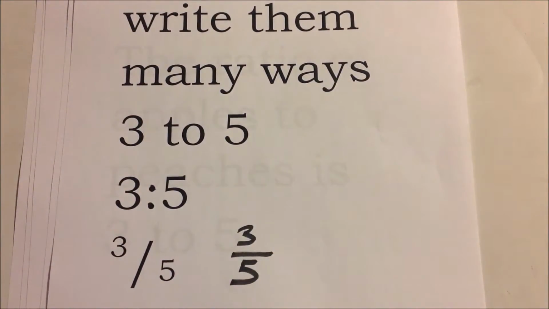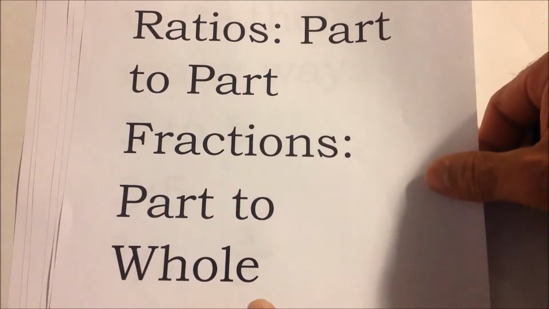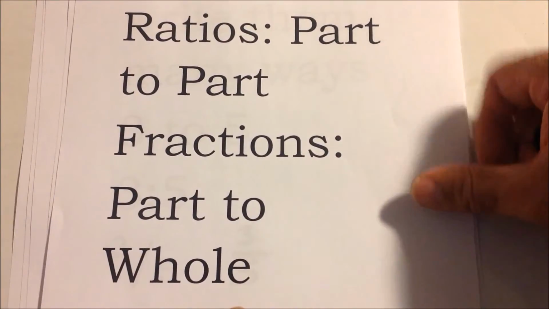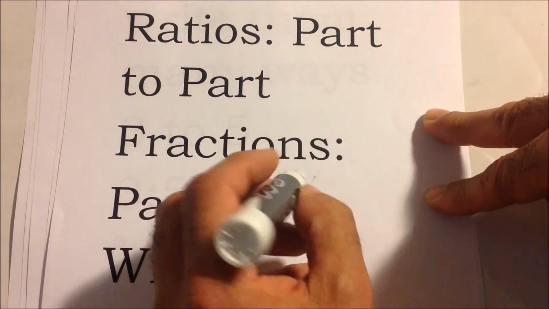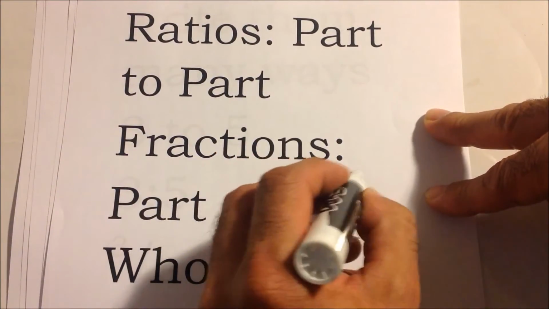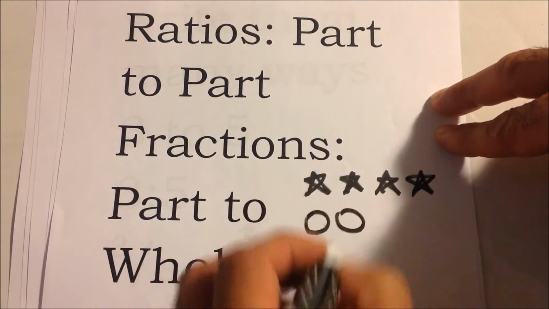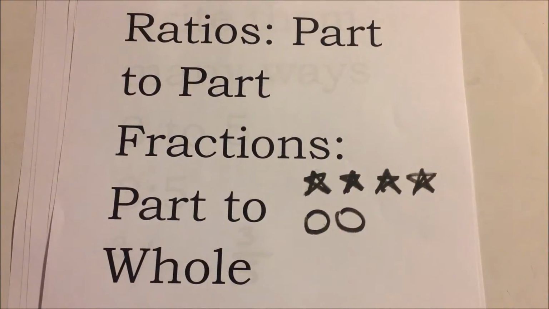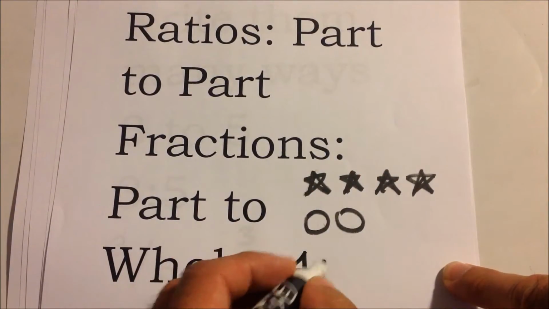Okay, so the difference is, ratios are part to part. Fractions are part to whole. So let me go over that. Let's draw the stars again. Let's say we had 4 stars this time, and we had 2 circles. If I asked what is the ratio of stars to circles, the ratio is 4 to 2.